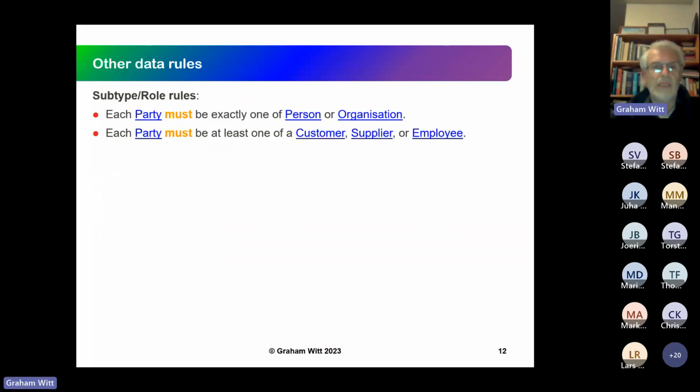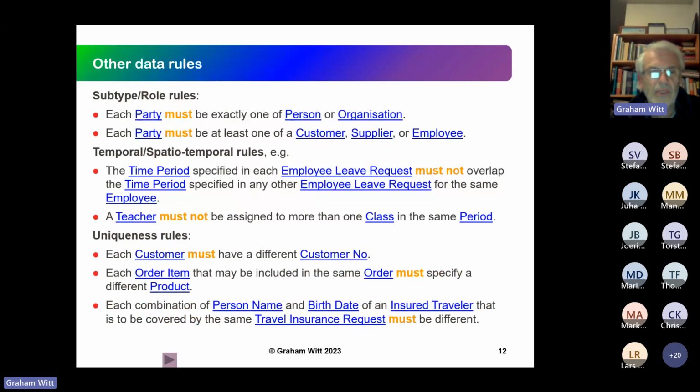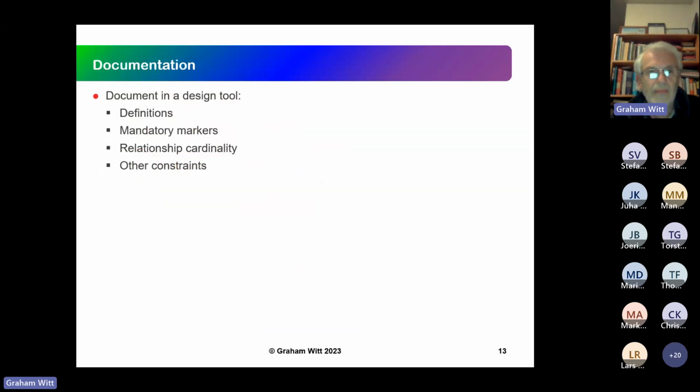Subtype rules. Can a party belong to more than one subtype? Typically, no, although there are certain relaxations of that rule. But certainly, roles, you can have more. An individual can belong to more than one role. Then temporal and spatial temporal rules. That's basically, you can't be in more than one place at the same time, or time-dependent data must not overlap. So there's some more examples of rules there. And of course, uniqueness, we mustn't forget uniqueness. And so there are various rules to cover uniqueness.